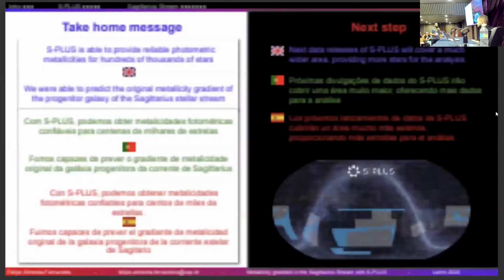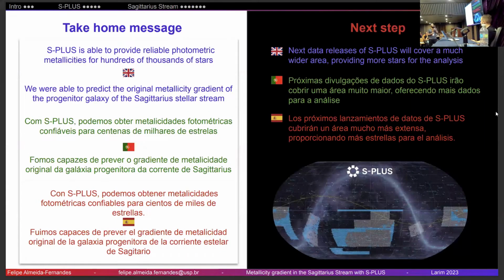So I'm already at the take-home message. I think it was very quick. So the take-home message is that SPLUS is able to provide reliable photometric metallicities for hundreds of thousands of stars, and we were able to use it to predict the original metallicity gradient of the progenitor of the Sagittarius stream.